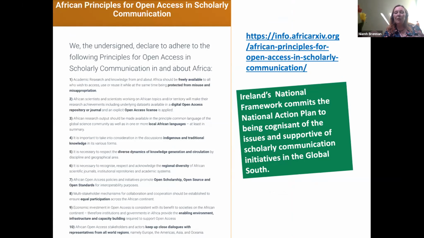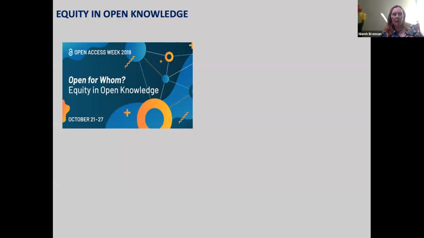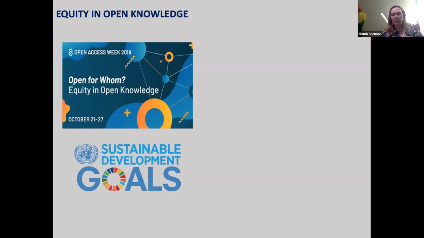And in addition, we're saying that we committed our action plan to being cognizant of the issues and supportive of scholarly communication initiatives in the Global South. And that's very important to us and to our researchers. This idea of equity and open knowledge, open for whom, is really important to us. Although we might be in Northern Europe, we're not one of those wealthy countries with big publishing industries, as I say. And we're very committed to the achievement of the UN Sustainable Development Goals.